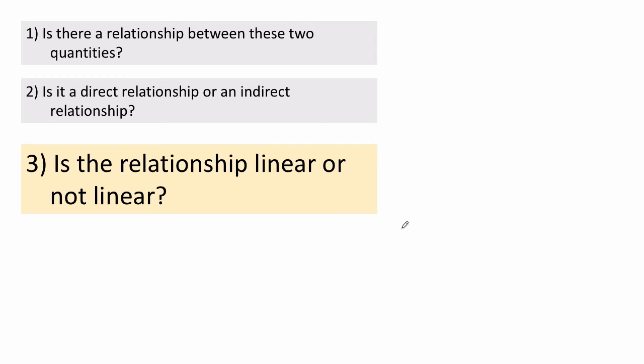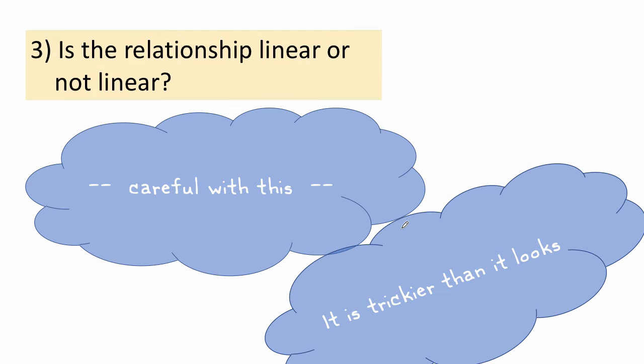Last question. Is the relationship linear or is it not linear? This question is much trickier than it looks. People get tempted to answer this in all sorts of ways that really aren't about whether something's linear. So I want you to be really careful. This is an example of something that's really not particularly intuitive. It just doesn't seem like it is the way it ought to seem. But once you practice it a bunch, it starts to make sense.